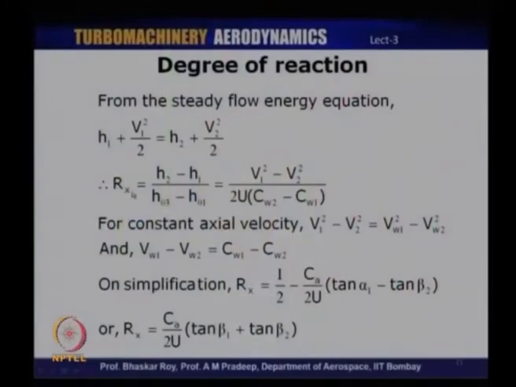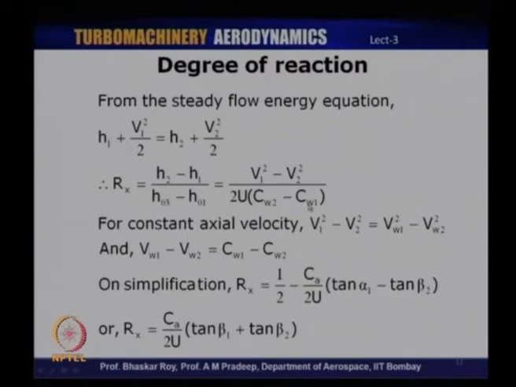Therefore, we have the degree of reaction, which was expressed as H2 minus H1 divided by H03 minus H01. We will now express that in terms of the velocities. On the numerator we have the difference H2 minus H1 as V1 square minus V2 square, divided by, on the denominator, the stagnation enthalpy change in the stage. This is equal to U times delta Cw. So, we have in the denominator 2U into Cw2 minus Cw1.